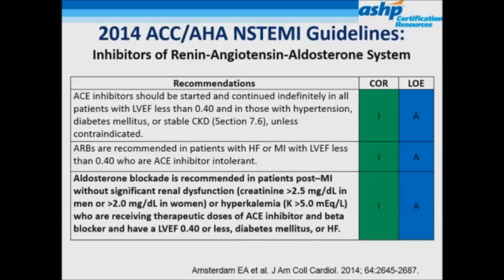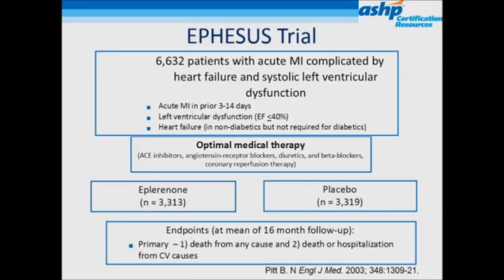Now, where does this class 1A recommendation come from? It comes from the EPHESUS trial from back in 2003. This was patients just like our patient BA, post-MI, low ejection fraction, heart failure, on good therapy, either because of diabetes or already on an ACE inhibitor for hypertension, on beta blockers and diuretics, randomized to eplerenone or to placebo, primary endpoint being death from any cause or death plus hospitalization for cardiovascular causes.